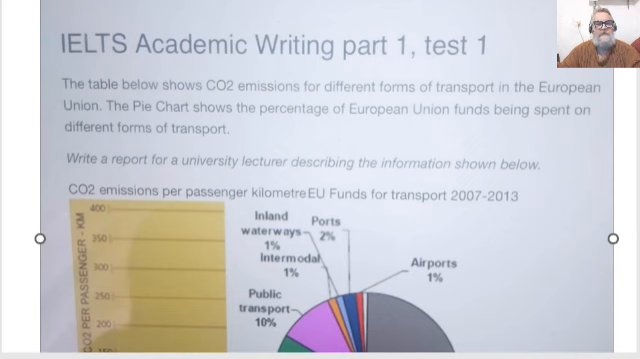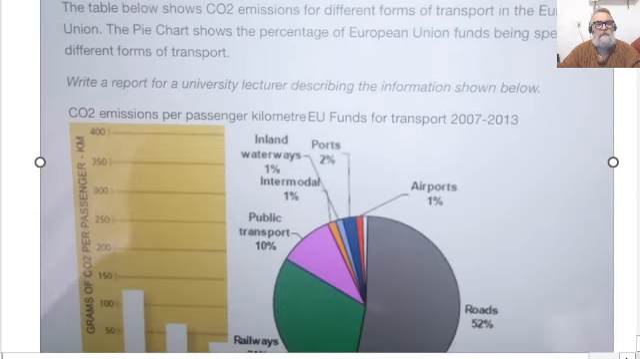Okay, hi there students. Here we have an essay for IELTS. This is the first part of the academic where you've got to write about data. Normally you get a chart of some sort or different types of data and you've got to write about that data. The table below shows CO2 emissions for different forms of transport in the European Union.